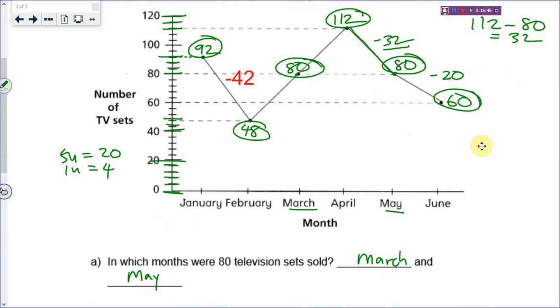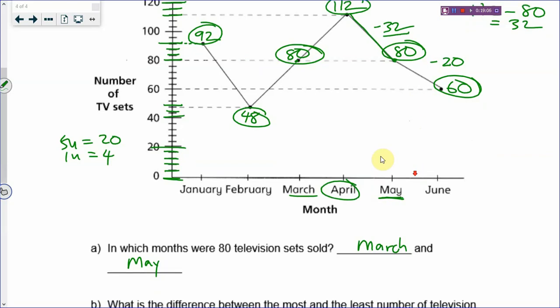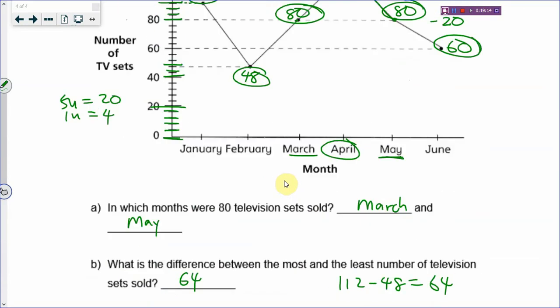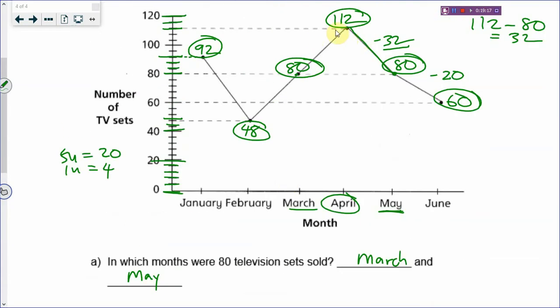Now if you choose April, you can see that it hasn't decreased yet. April is still 112, right? There's no decrease yet. But May now became 80 already. So which month had the greatest decrease? You look for May, because May has now become lesser already, right? So May has the greatest decrease. Okay, so your answer for the next question will be May. Why not April? Because April hasn't decreased yet. April is still very high, still 112. But May became lesser already. So May has the greatest decrease.